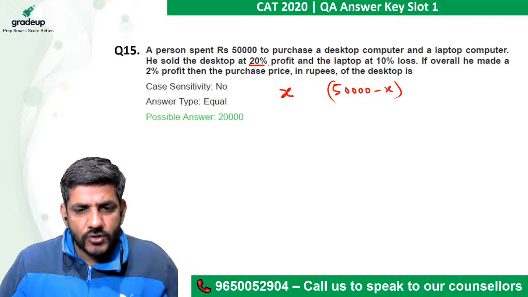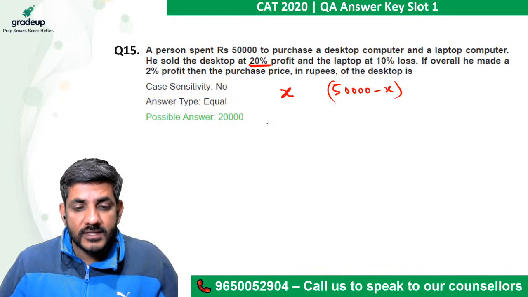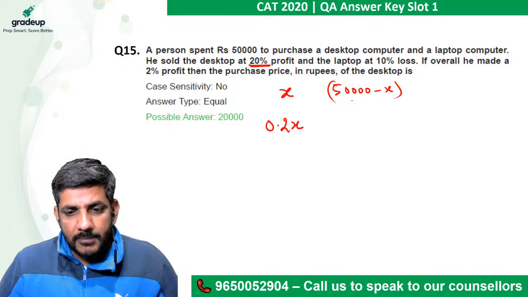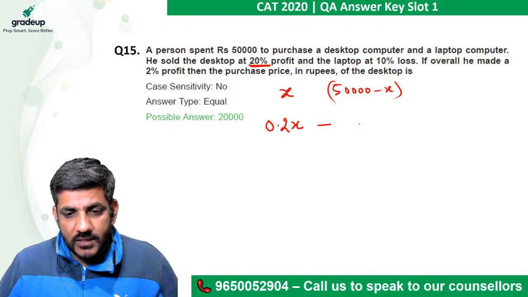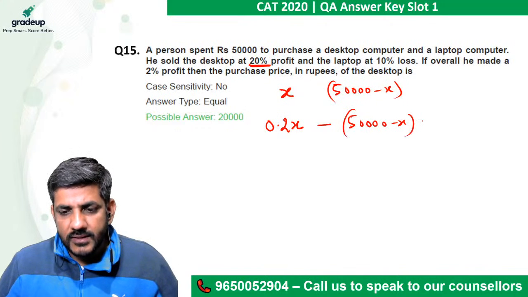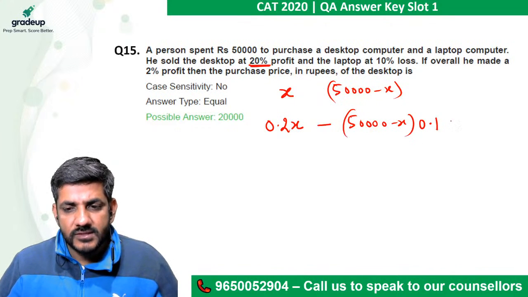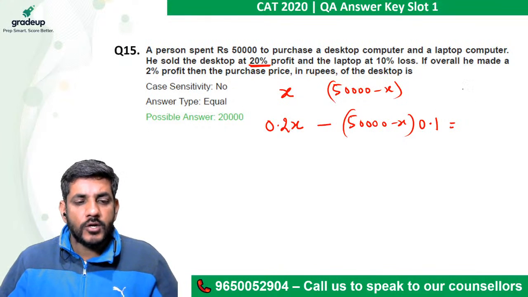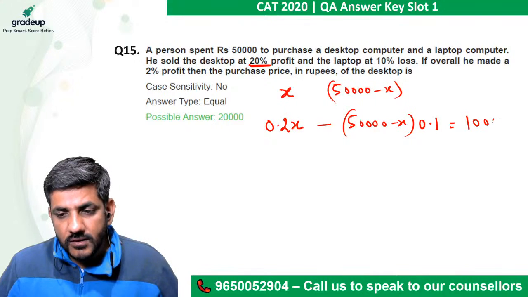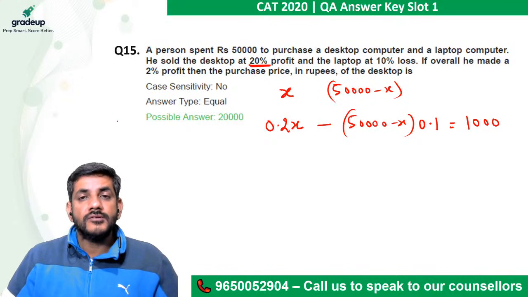He sold the desktop at 20% profit. So on the desktop, you have a profit of 20%, that is 0.2x. On the laptop there is a 10% loss, that is a 10% loss on 50,000 minus x, that is minus of this. And overall he made 2% profit. So 2% of 50,000 is 1,000. So overall there is a profit of 1,000 rupees.